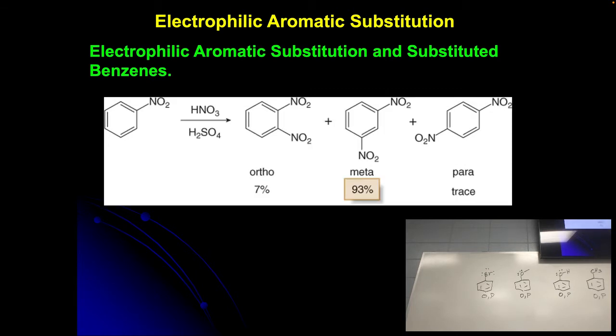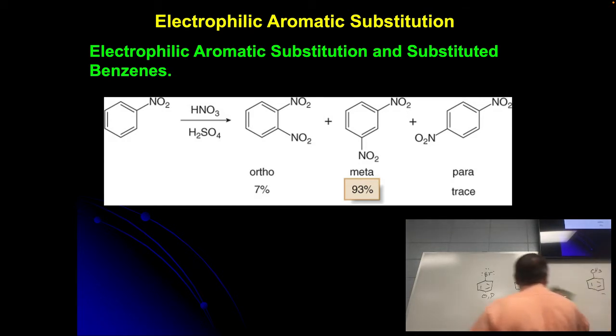Now, if I take nitrobenzene and I put on another nitro group, notice 93% of it is going to be the meta isomer. 93% of it is going to be the meta isomer.